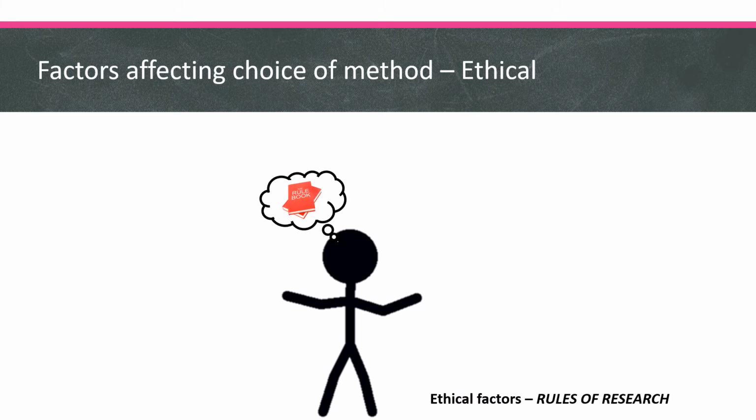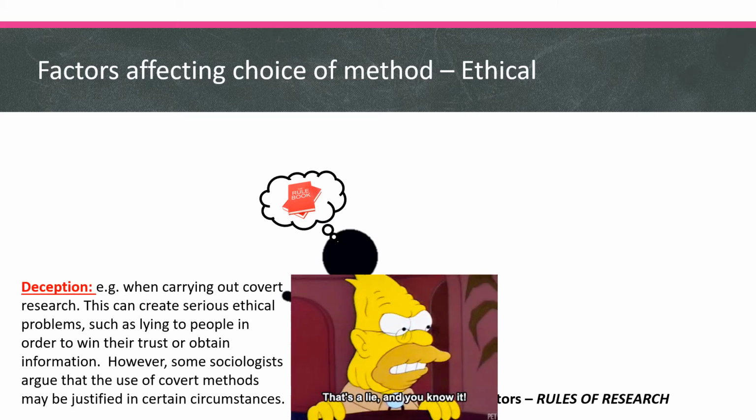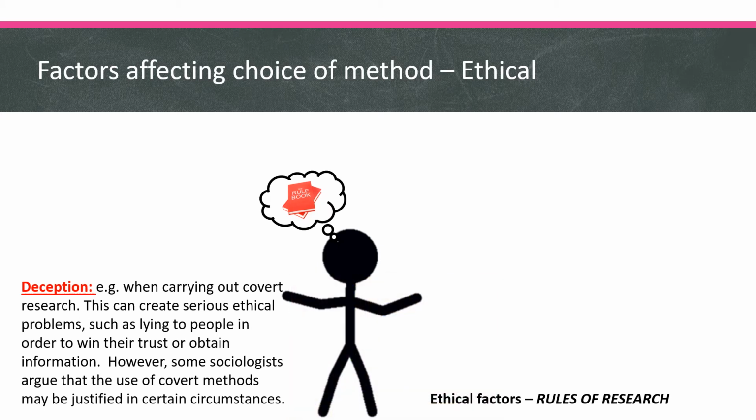The next factor affecting our choice of method is the ethical factor. And again, as we said, this is the rules of conducting research. Now, the first rule is deception. Now, when you're conducting a piece of research, you want to avoid deception. Deceiving people is not a desirable thing to do. However, in some circumstances, it is a necessary thing to do.